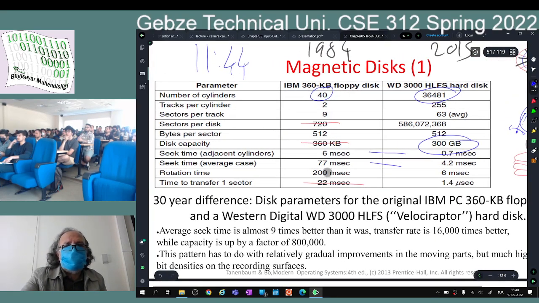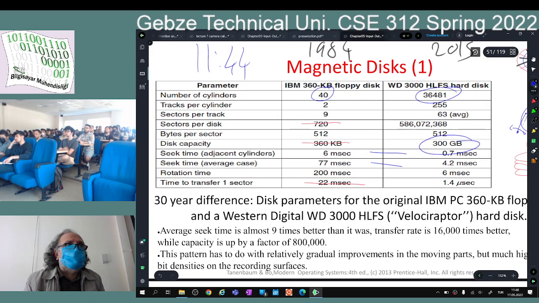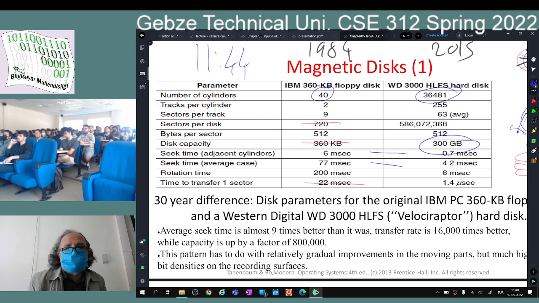Well, it is fast nowadays. Instead of rotating like 5 times a second, nowadays we are rotating 15,000 times per minute. It is a lot faster, but you are not going to go faster than that. Okay, there is a physical limit.